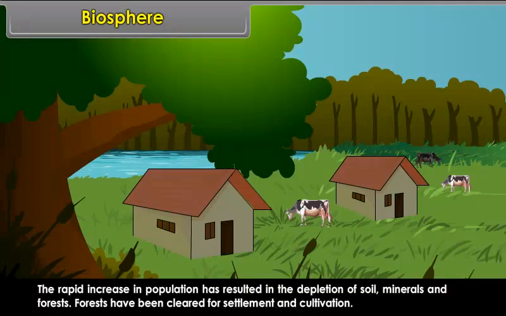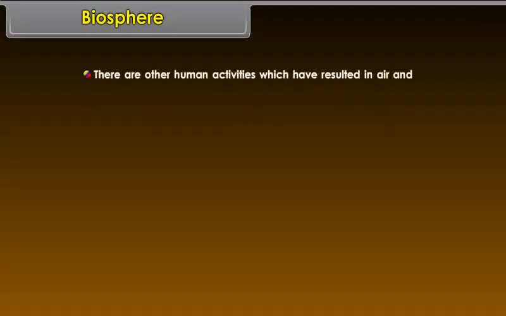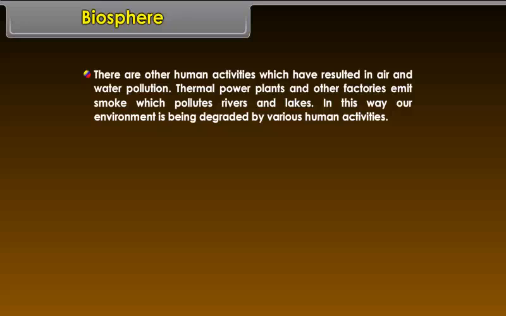The rapid increase in population has resulted in the depletion of soil, minerals and forests. Forests have been cleared for settlement and cultivation. There are other human activities which have resulted in air and water pollution. Thermal power plants and other factories emit smoke which pollutes rivers and lakes. In this way, our environment is being degraded by various human activities.